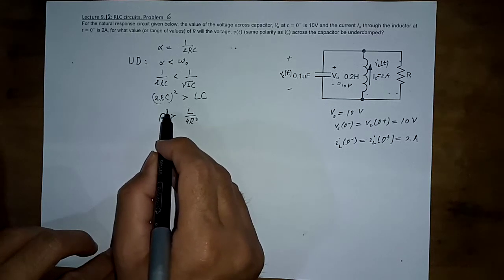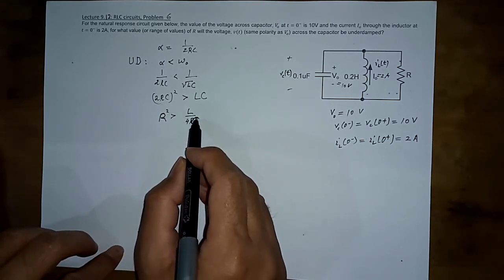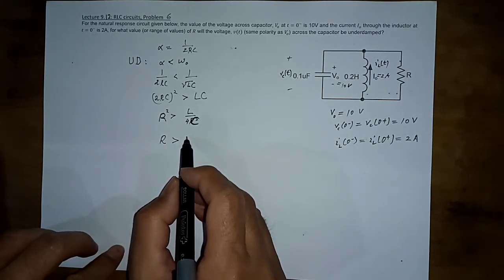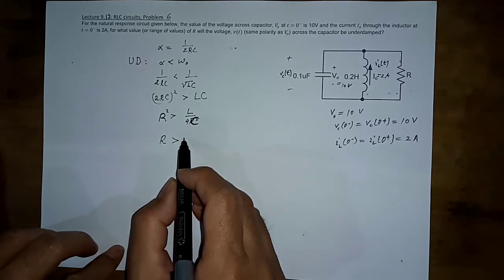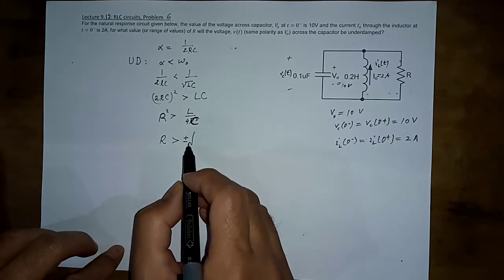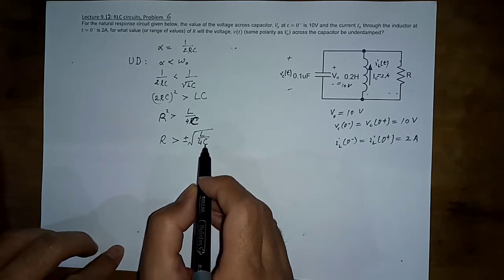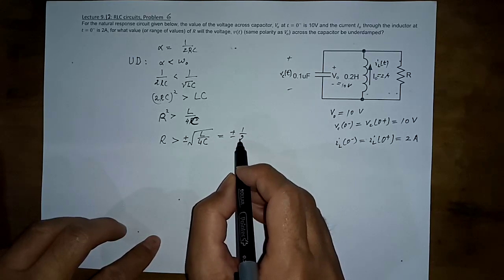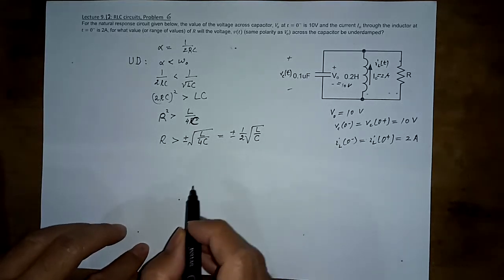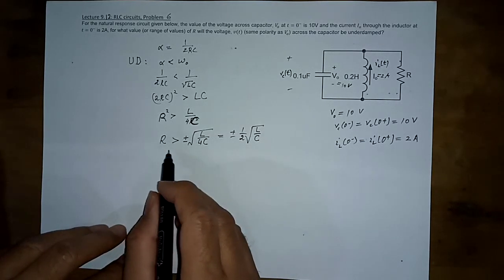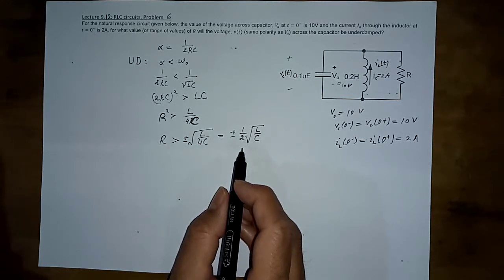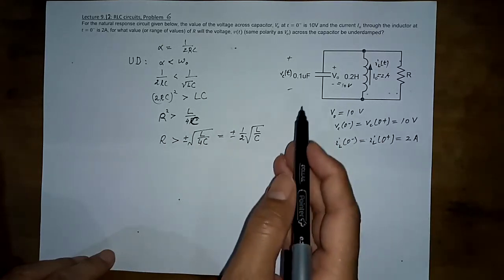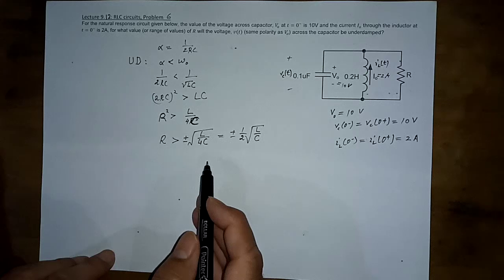So R squared should be greater than L over 4C, or in other words, R should be greater than plus minus square root of L over 4C, or maybe in other words you can say plus minus 1 by 2 square root of L by C. So from this condition we can find the range of values of R, and in fact in finding the range of values of R we did not need any of the initial conditions or all this solution.